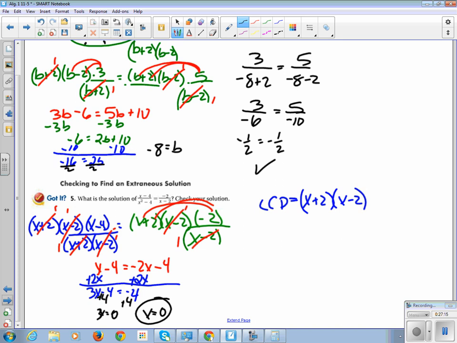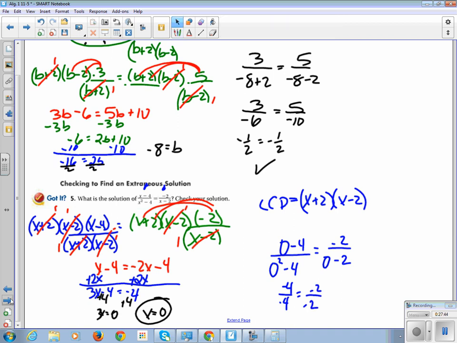All right, let us check that. So I'm going to take these two items. I'm going to plug 0 in and see if I get an extraneous solution. Thankfully, I do not. But what answer can I not equal? So x can definitely not equal whatever makes that denominator 0. It cannot equal 2 and cannot equal negative 2, because that'll make this denominator 0. Negative 4 over negative 4 is equal to negative 2 over negative 2.